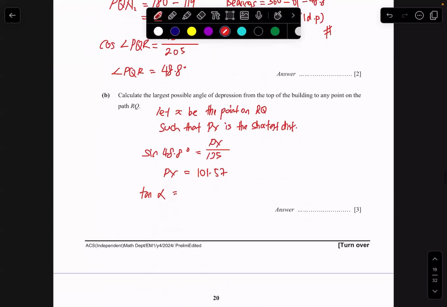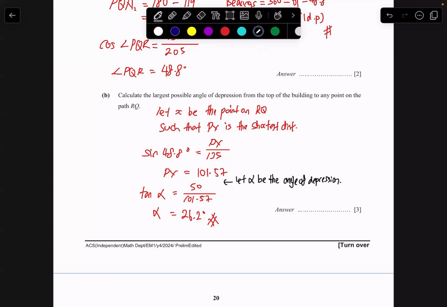Then for the greatest angle of depression, tangent alpha equals 50 over 101.57. So alpha equals 26.2. Now, maybe add one more statement down here: let alpha be the angle of depression, for clear presentation.